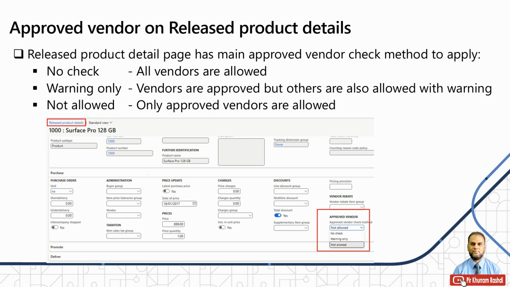So I think it is clear now. There are only three options: no check, warning only. These two options will allow all the vendors. Warning only will also show you a message that this vendor is not allowed. But the third option will not allow any vendors at all except those which are already set up against that product.